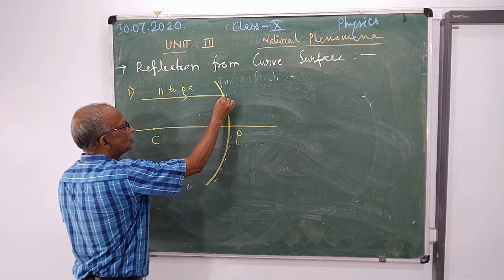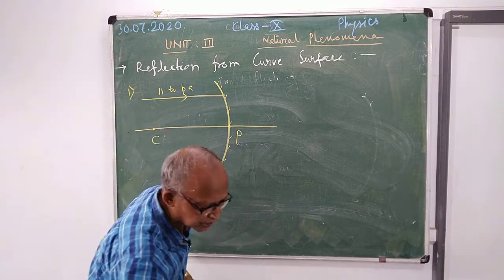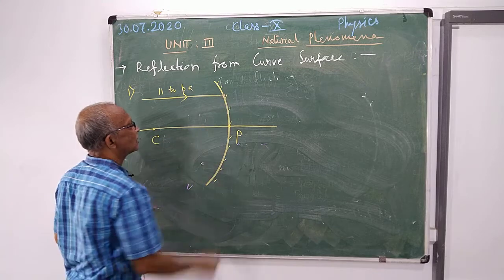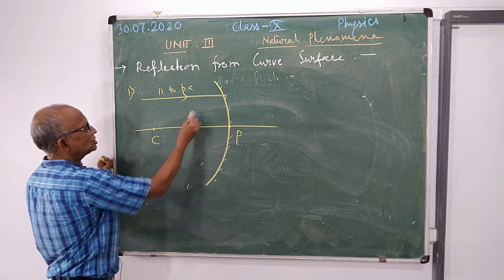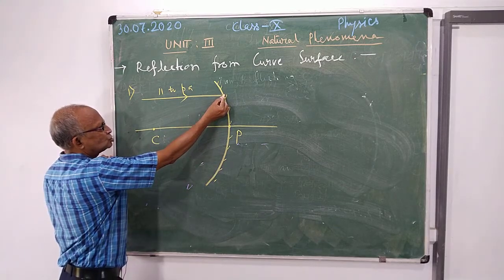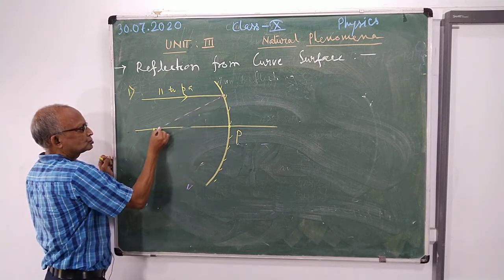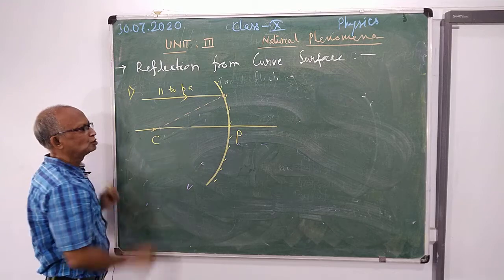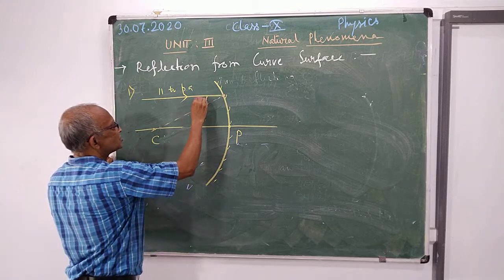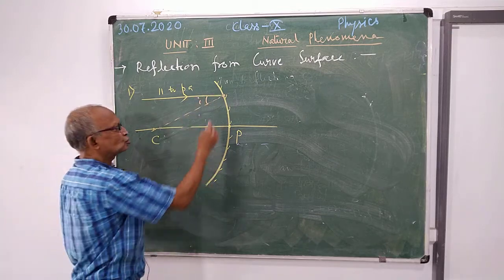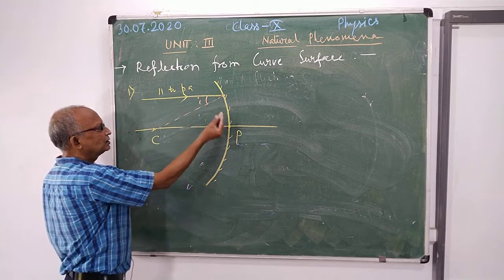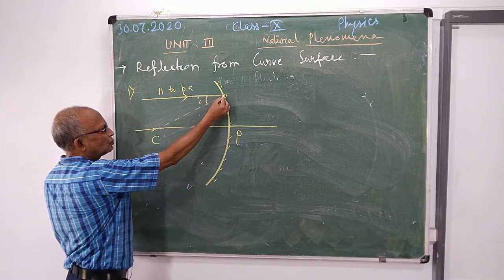At first, try to draw a normal at the point of incidence. How can you draw the normal? You just draw a line joining the point and the center of curvature. So this is the normal. Obviously, this is angle of incidence side. Then draw the reflected ray, making angle equal to the angle of incidence with the normal.